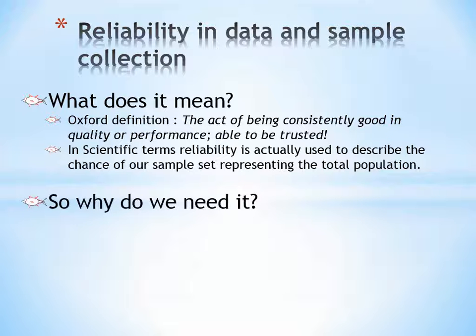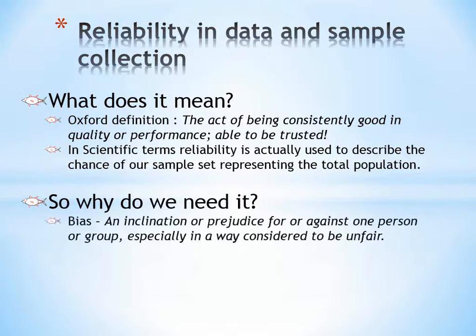All right, so why do we need it? The simple fact is, without it, even as human beings, our natural inclination is to bias things without even really knowing it. Having an opinion on something encourages us to bias our opinion or our statement purely from what we've heard or what we already perceive. And a bias, for those who don't know, is an inclination or a prejudice for or against one person or group, especially in a way considered to be unfair.